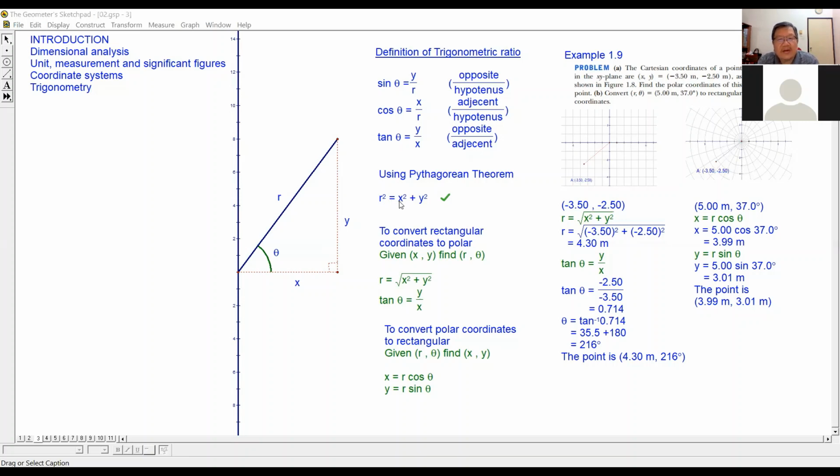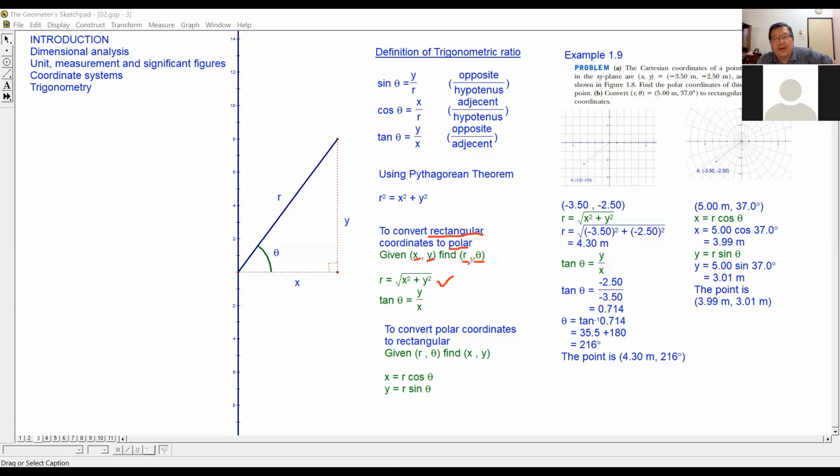So from r square equals x square plus y square, we can take the square root on both sides of the equation and say that the radius, the first coordinate of the polar system, is the square root of x square plus y square. This is for you to convert from the rectangular system to the polar system. If you are given the x and y coordinates, you want to find the r and theta coordinates. Let's say you are given x and y, you want to find r. The r is the square root of x square plus y square.